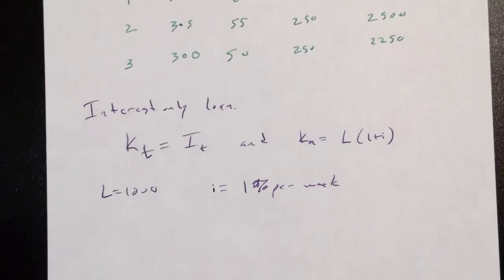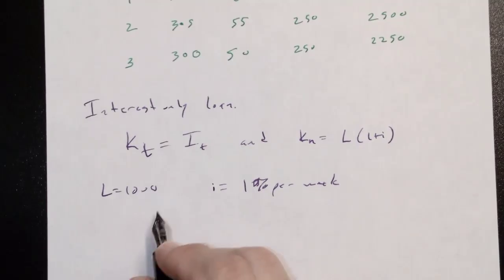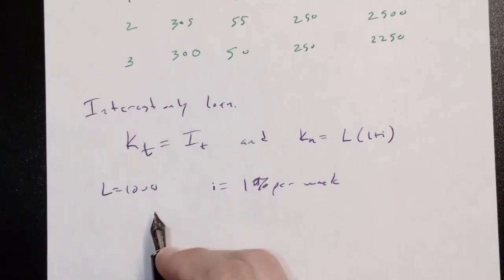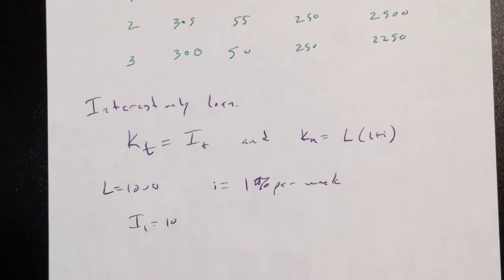So 1% a week. All I have to pay at the end of the week is how much? $10. I can pay $10. And I can keep paying $10 every week until the end of the loan, at which point I owe 1,010, right?